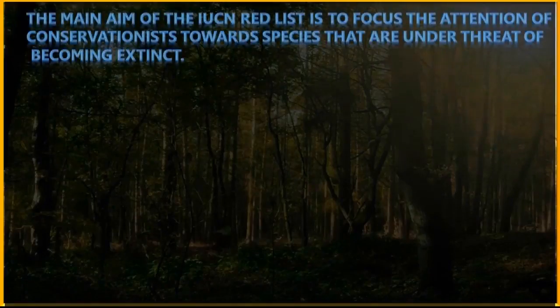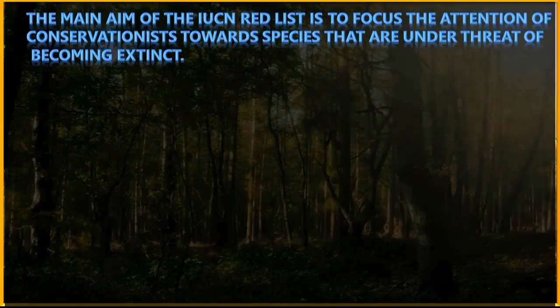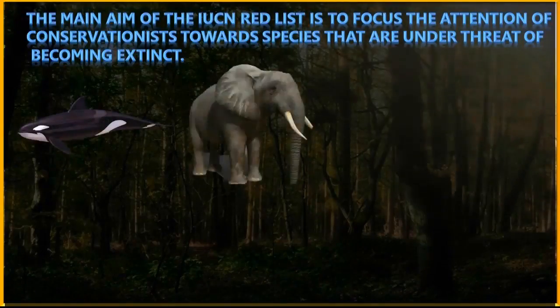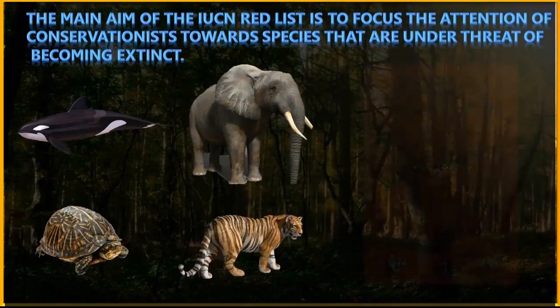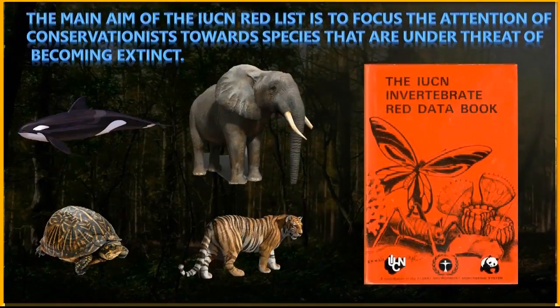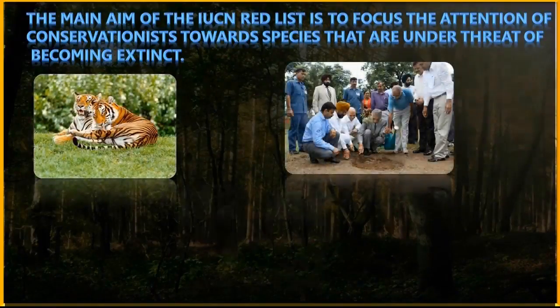The main aim of the IUCN Red List is to focus the attention of conservationists towards species that are under threat of becoming extinct. Few of the animals listed in the Red List are blue whale, African elephant, sea turtle, and Bengal tiger. IUCN also publishes a catalogue called the Red Data Book, which lists rare species and those in danger of extinction. In India, some non-government organizations share the job of conserving the environment with the government. Some of the famous Indian conservation programs that have gained recognition in the recent past are Project Tiger, the Vana Mahotsava program, and the Chipko movement.